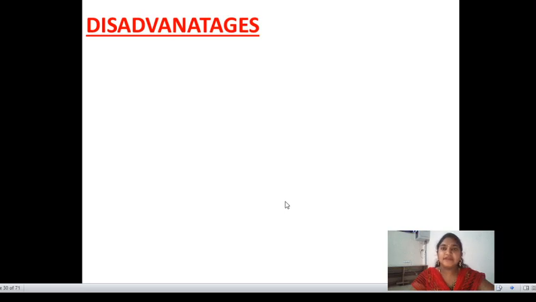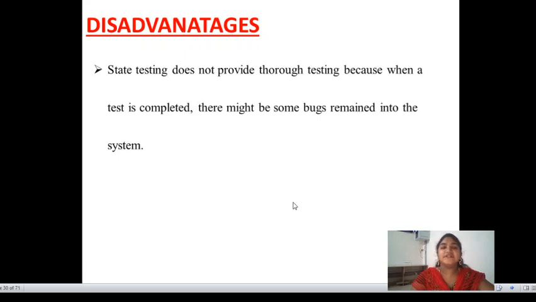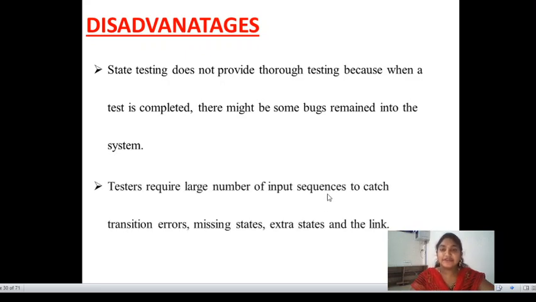Next, coming to the disadvantages. Every testing technique has advantages and also disadvantages. The first disadvantage is that state testing doesn't provide thorough testing, because when a test is completed there might be some bugs remaining in the system. Every single state will not be tested. That's why it doesn't detect all the bugs in the entire system, and we can call this one of the disadvantages.